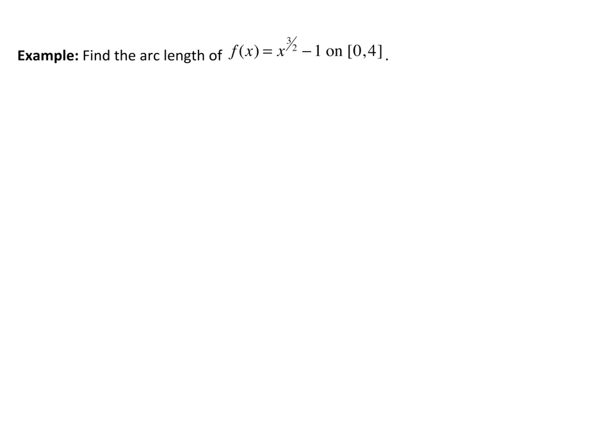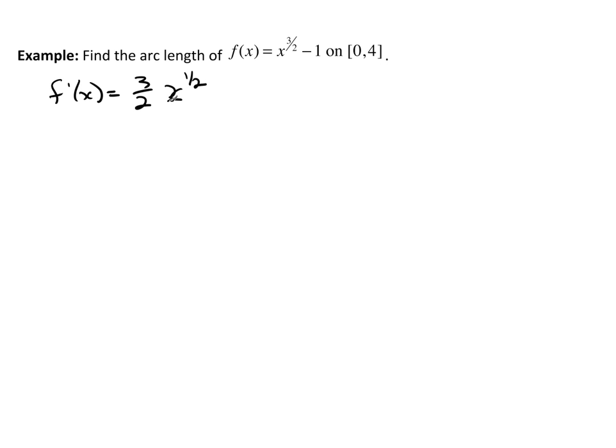Let's find the arc length of f of x equals x to the 3/2 minus 1. Well, f prime, let's take the derivative. F prime of x is going to be equal to 3/2 times x to the 3/2 minus 1, that's x to the 1/2, on 0 to 4.